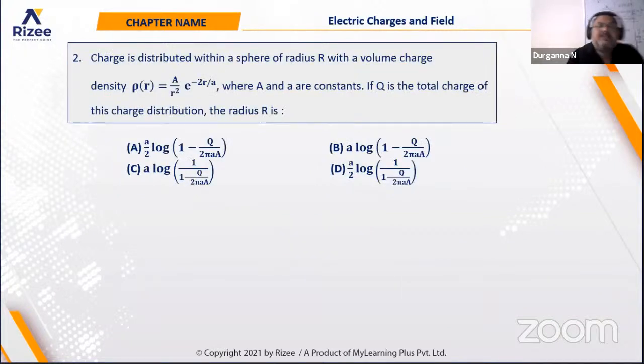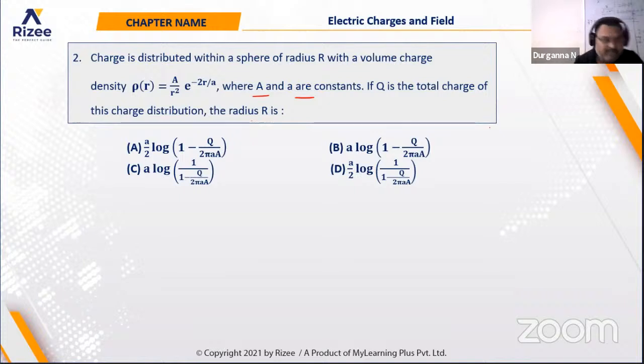Now coming to this one. Charge is distributed within a sphere of radius R with a volume charge density rho of r equal to A by r square e to the power of minus 2r by a, where small a and capital A are constants. If Q is the total charge of the charge distribution, what is the radius R?